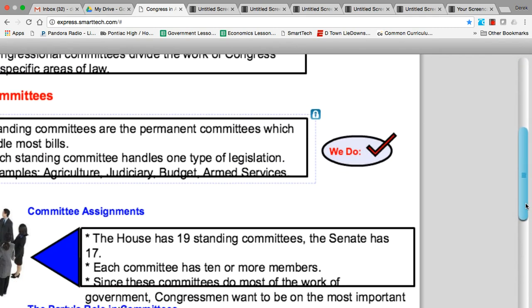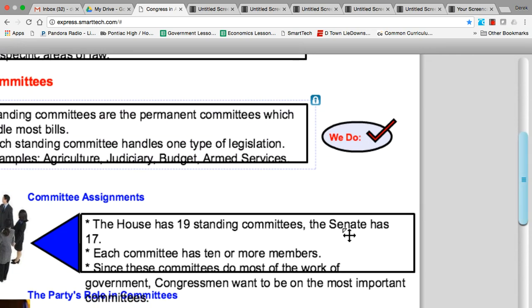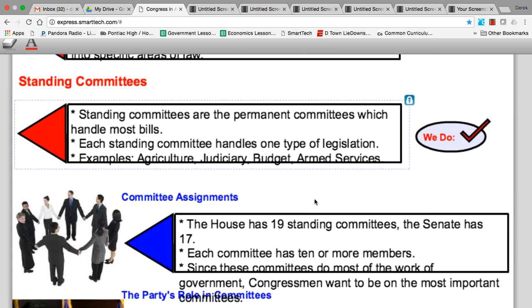All right, so committee assignments. Again, here's an example of where my formatting is a little bit off. The House has 19 standing committees. So 19 different committees that meet regularly and focus on a particular issue. The Senate has 17. So there's a lot of overlap here, but there's some that the House do that the Senate doesn't do, and vice versa.